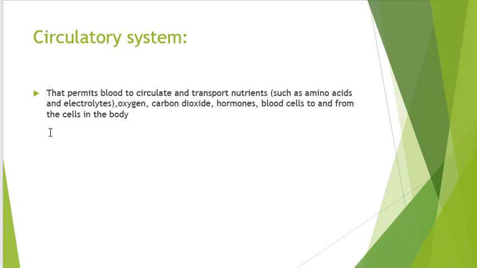Next, we will define the circulatory system. It is the system that permits blood to circulate and transport nutrients. The fluid may be blood or any other fluid like hemolymph, etc. And it carries nutrients like amino acids and electrolytes, gases like oxygen and carbon dioxide, and proteins like hormones and blood cells, to and from the cells in the body.